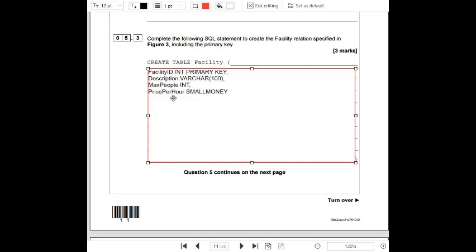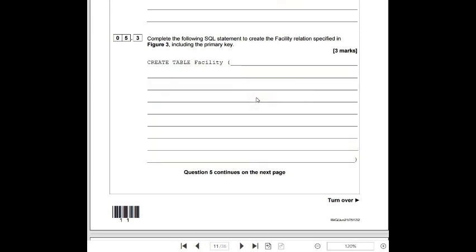But if you get the code, in a nutshell: facility ID, primary key, 1 mark. Two more attributes, 1 mark. Commas, syntactically correct, no syntax errors, 3 marks, done. There you go. Next.